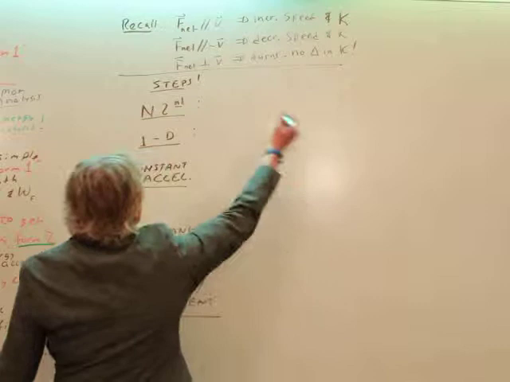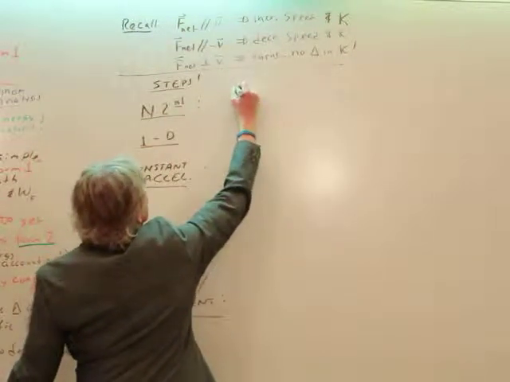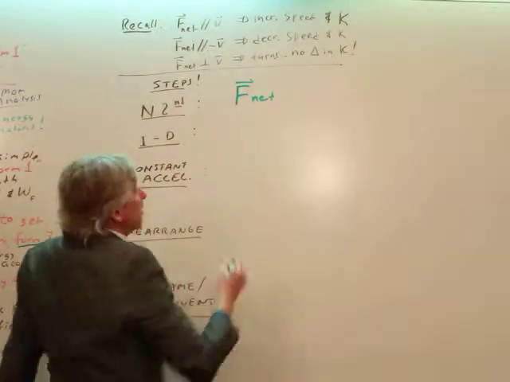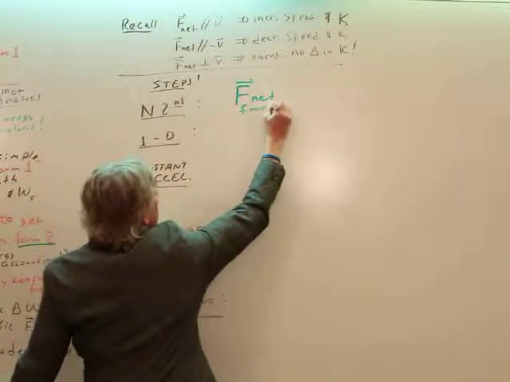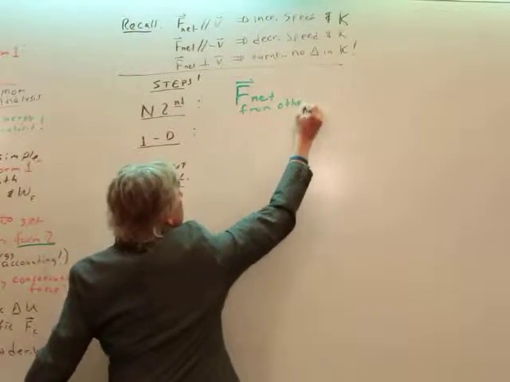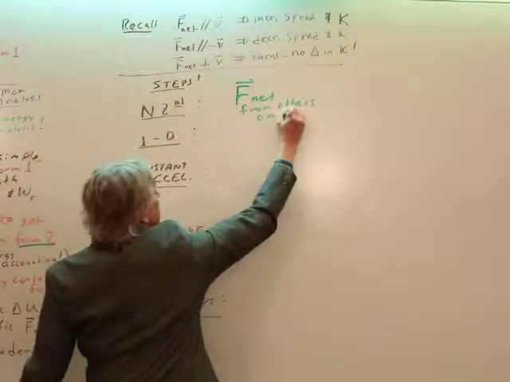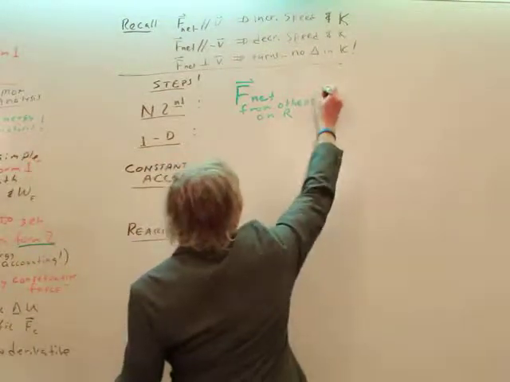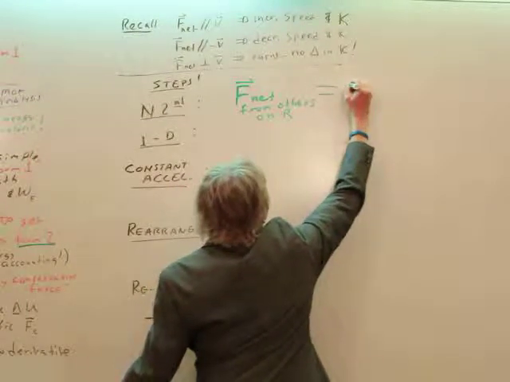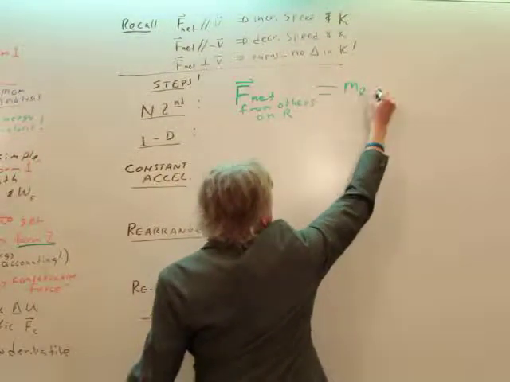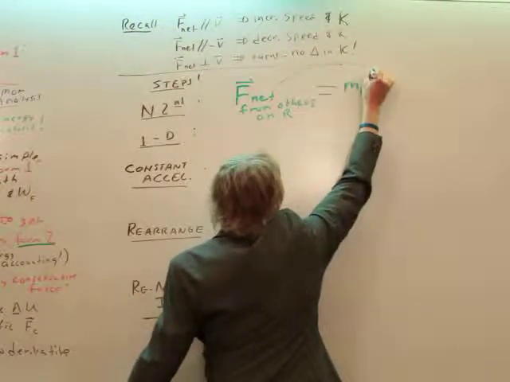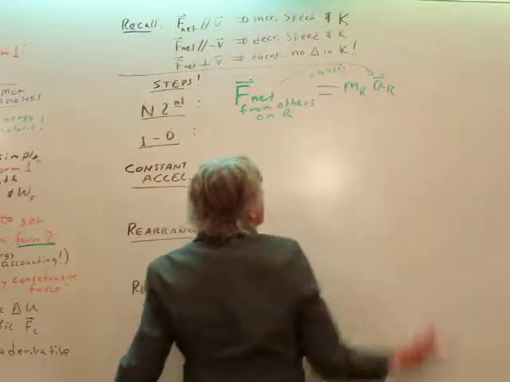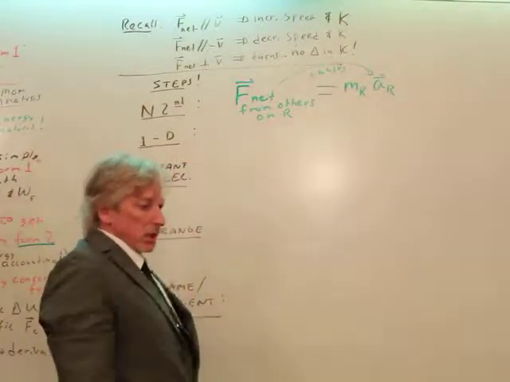Well, it is that the net force from others, you know I like to call them sources, on, I like to call it the receiver, object R, the net force causes that receiver, the receiver resists acceleration, but the net force causes the acceleration vector of R. That's Newton's second law, right?